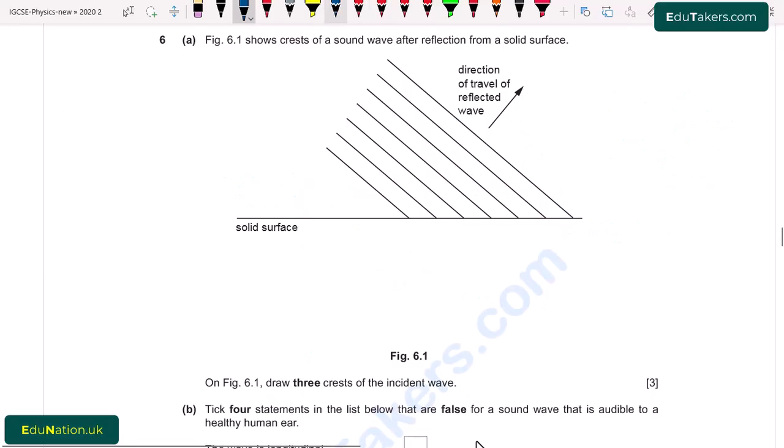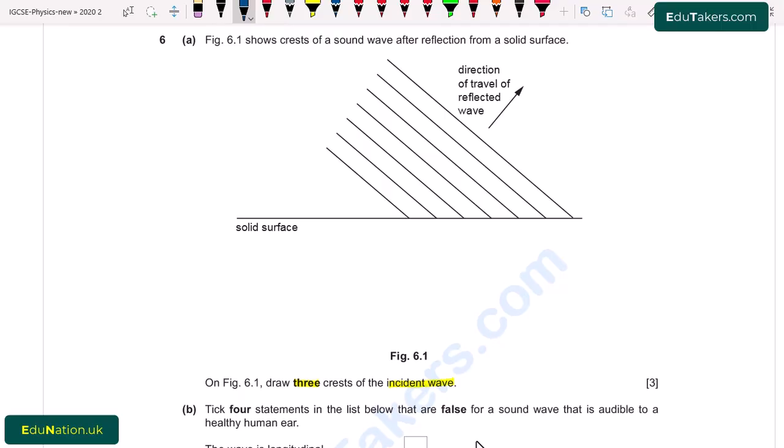Question number 6, part A. Figure 6.1 shows crests of a sound wave after reflection from a solid surface. So you can see that these are the waves and these are reflected from the solid surface. On figure 6.1, draw three crests of the incident wave. Here we have to draw the incident wave.